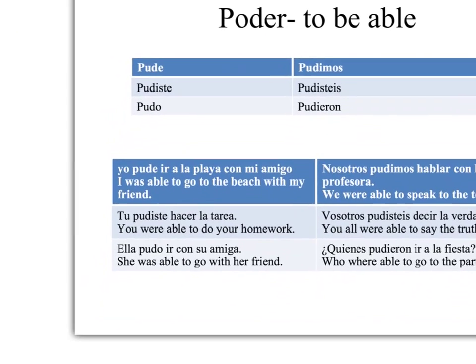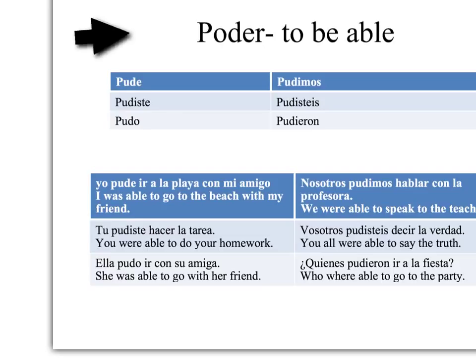Now let's take a look at poder, to be able. Pude, pudiste, pudo, pudimos, pudisteis, y pudieron. Let's take a look at the example in the ustedes form. ¿Quiénes pudieron ir a la fiesta? The translation will be who were able to go to the party. Notice here the translation to English of pudieron is were able, the ustedes form.